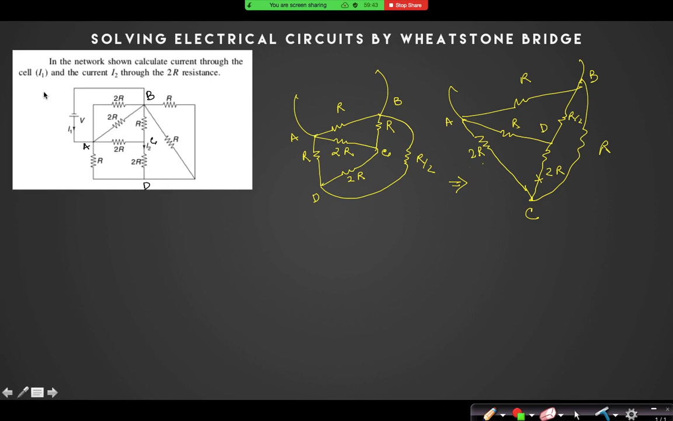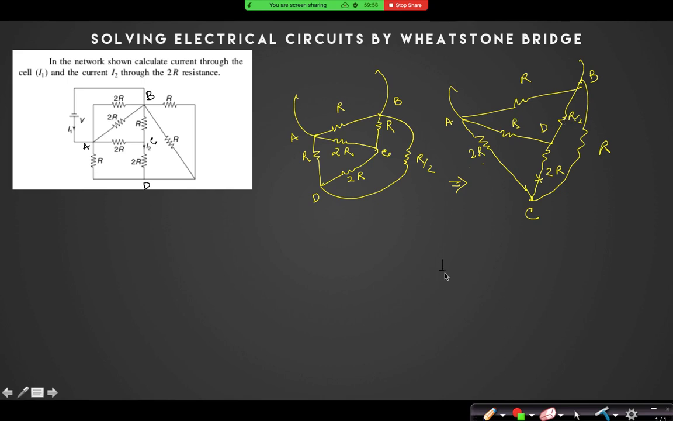What is the current I1 through the cell? What is the total resistance? Can I now calculate what is total resistance? R plus 2R is 3R and R plus R by 2 is 3R by 2. So what is equivalent resistance?